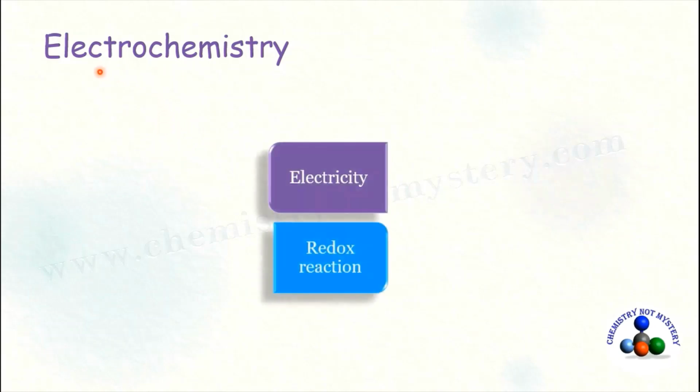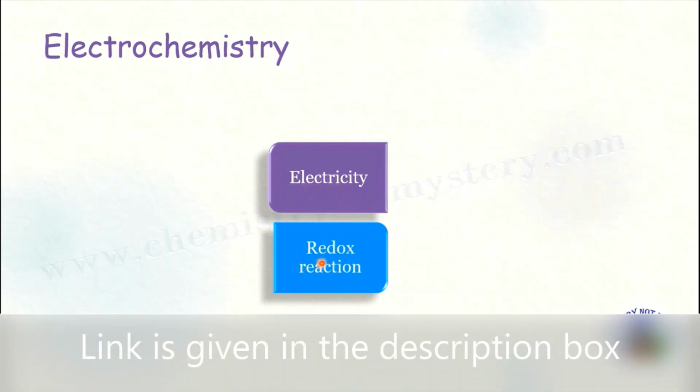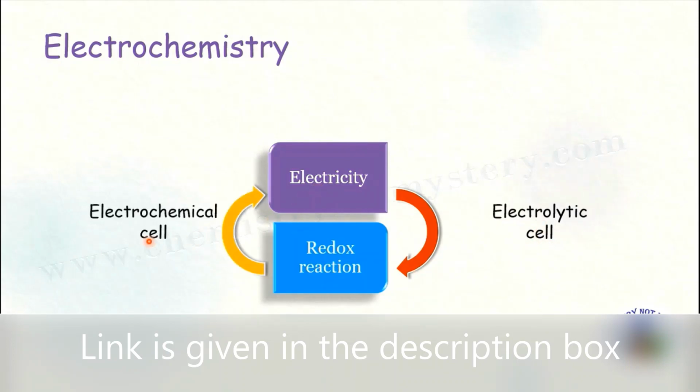As we have discussed in the previous video of electrochemistry, electrochemistry is the interconversion of electricity and redox reaction. For the interconversion, we require some device. For the conversion of electricity to redox reaction, electrolytic cell is used, and for the conversion of redox reaction to electricity, electrochemical cell is used.